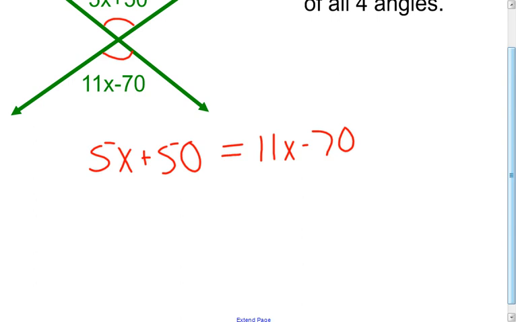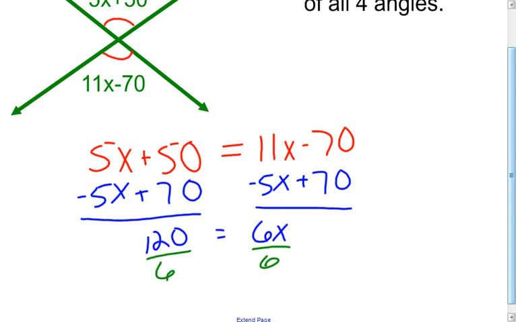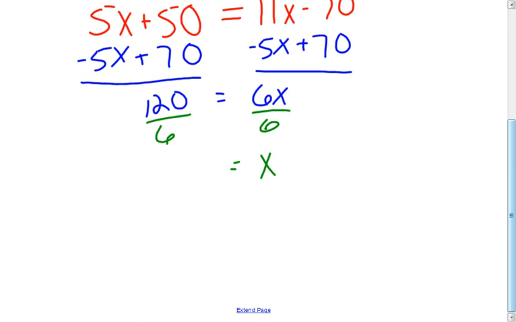So the first thing I'm going to do is add 70 because I like to work with positive numbers. So that's going to eliminate all the numbers from the right side, which means I'm going to have to get all the x's to the left side. So to do that, I'm going to have to get rid of the x's on the left side and move them over here to the right side. Now I'm going to have 120 on the left side, and I'm going to be left with 6x over here. Continue solving, and I'm going to find out that x equals 20.